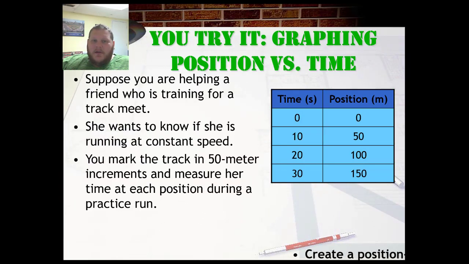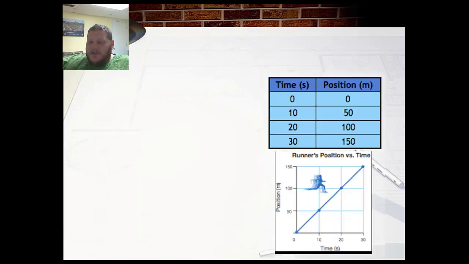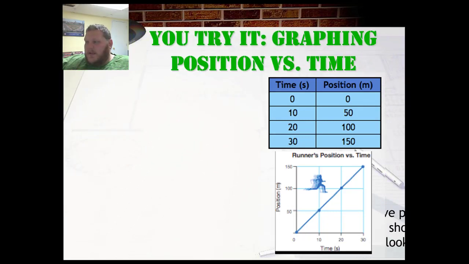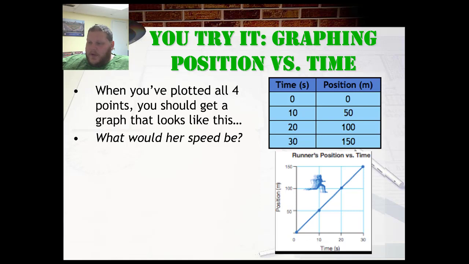If we were going to actually graph some data here, suppose that we're helping someone who's training for a track meet. We want to know that she's running at a constant speed, so we mark out 50-meter increments and measure her time between each of those intervals. You can see after 10 seconds, she's gone 50 meters, after 20 seconds, 100 meters, and after 30 seconds, 150 meters. If we create a position time graph with that data, it would look something like what's down there at the bottom. We're tracking each of those increments, and after we plot all four of those points, it does look like her speed is constant.